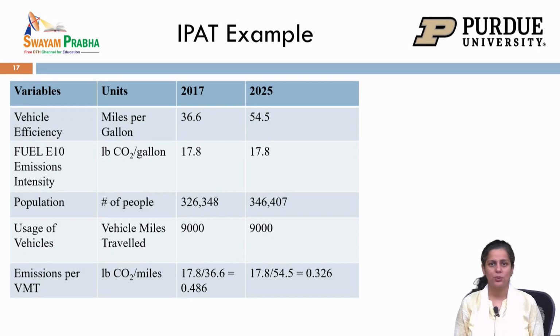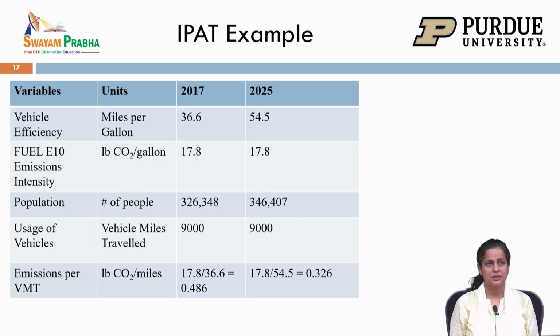Here I am giving you an example. On the variables, you can see the vehicle efficiency in miles per gallon. In 2017, the miles per gallon was 36.6. In 2025, it was 54.5. Of course, there is a huge improvement in vehicle efficiency, about 32%, I think. And then we have the fuel E10 emissions intensity, which is pounds of CO2 per gallon. That stays the same. The fuel emissions intensity has not changed, which is basically how much emissions are emitted when that fuel is being burned.